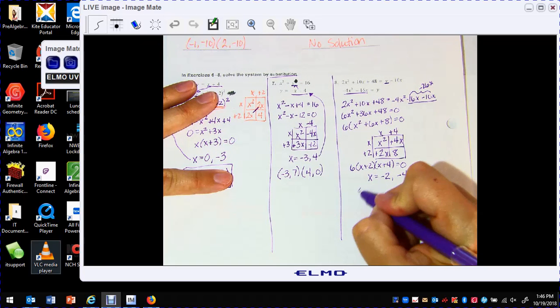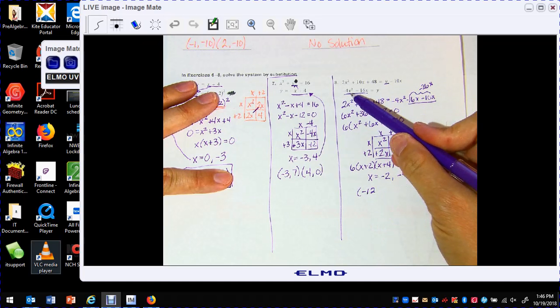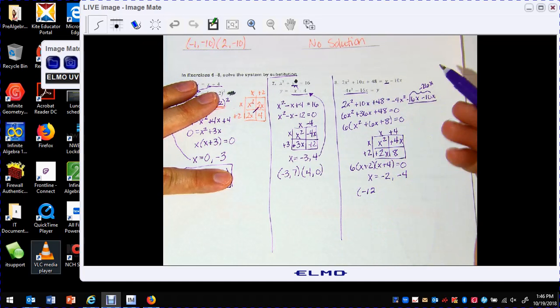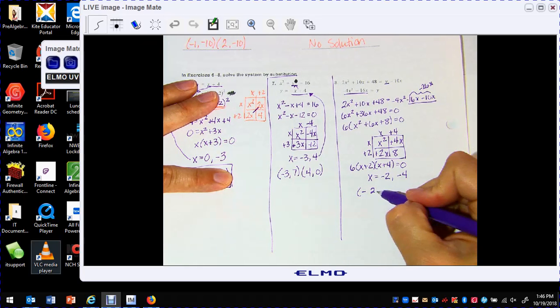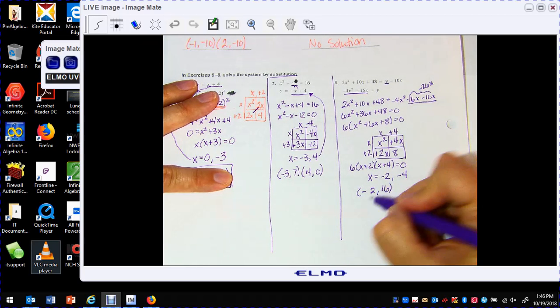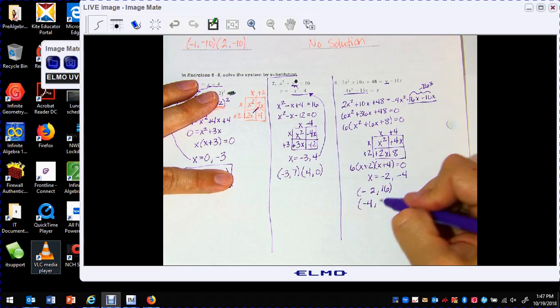So when I plug in negative 2, and I take negative 4 times negative 2 squared minus 16 times negative 2, and I don't know why I wrote 12 down here. I'm sorry. Negative 2. I'm going to get 16. Now I'm going to plug in negative 4. So I plug it into there. I'm going to get 0.